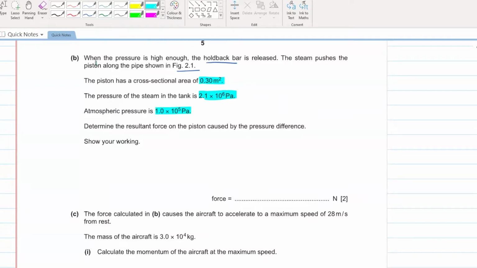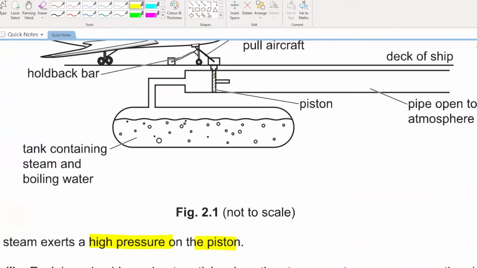So what is happening here? If you analyze, can you see this piston has the same area? From the outward side, we are applying atmospheric pressure. This is your area A. Pressure is equal to force over area. Atmospheric pressure into area is your force from the left-hand side.